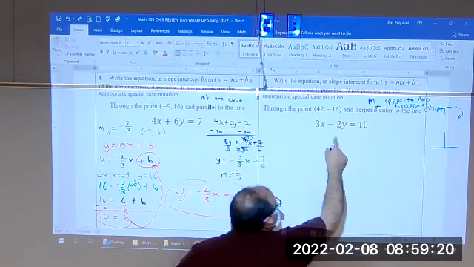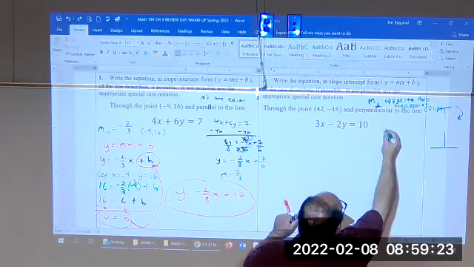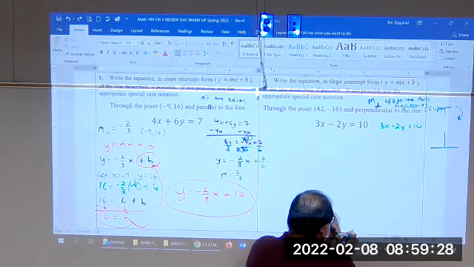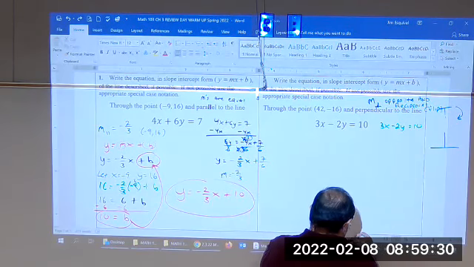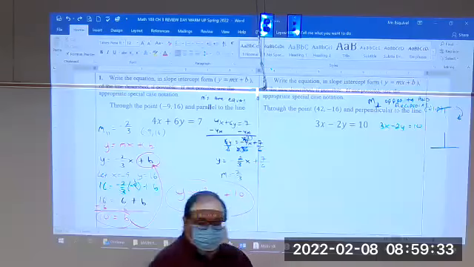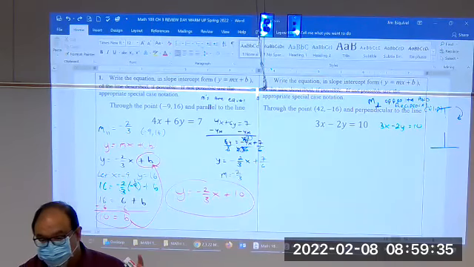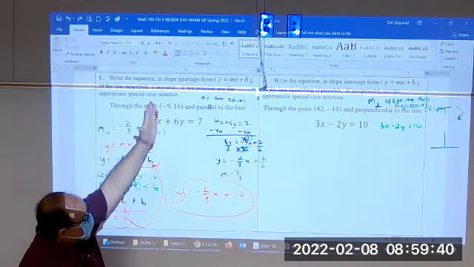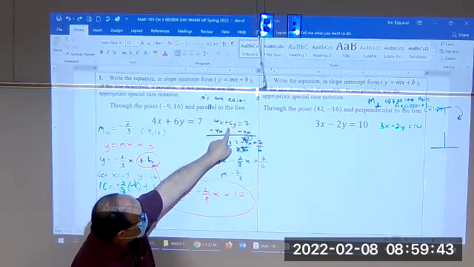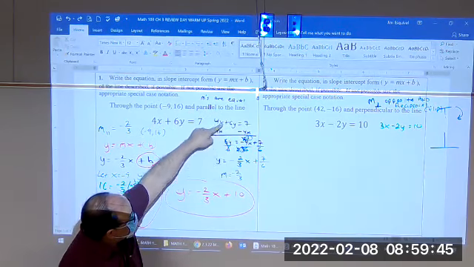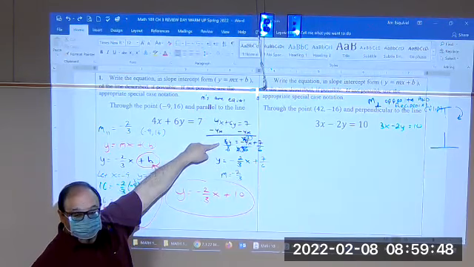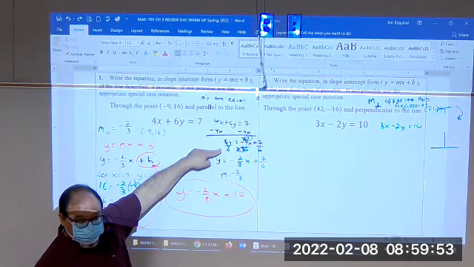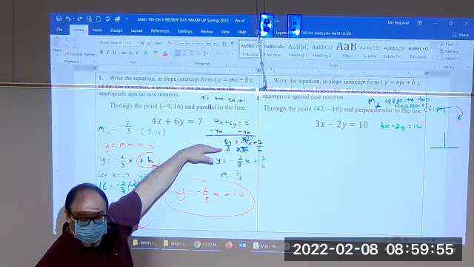So I need the slope. 3x minus 2y equals 10. We got to do a little brain red alert. Over here, it was plus 6y. When we solve for y, it was a plus 6y. So when we brought it down, it was still just a 6y. If you're going to divide by 6, because it's being multiplied by 6, divide by 6.